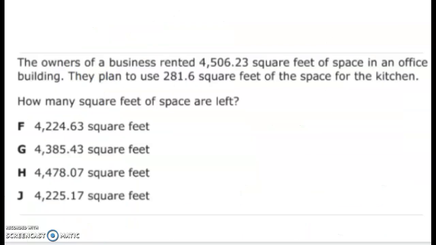Okay, one more challenge for you. So now I want you to combine both of those strategies to answer this word problem. Go ahead and pause the video and do this on your own.